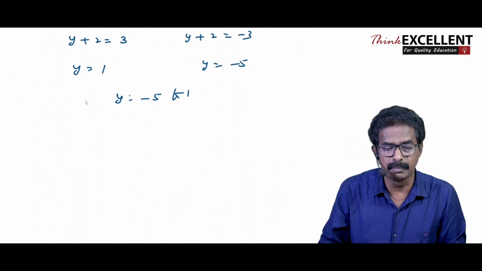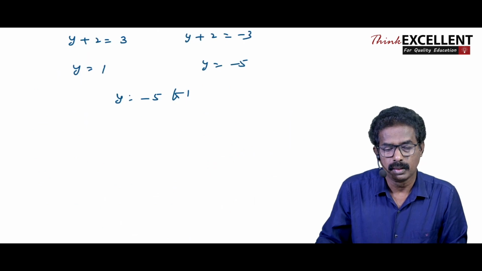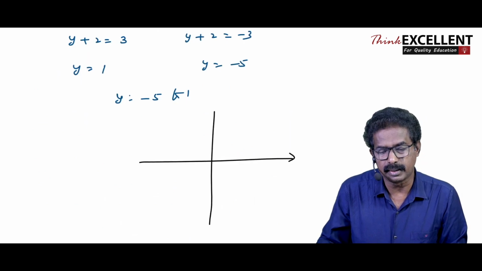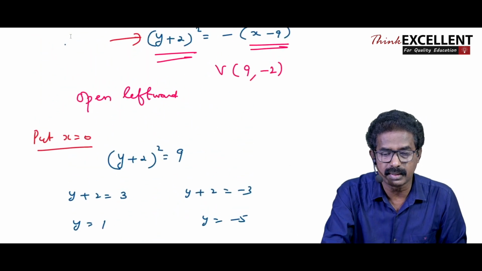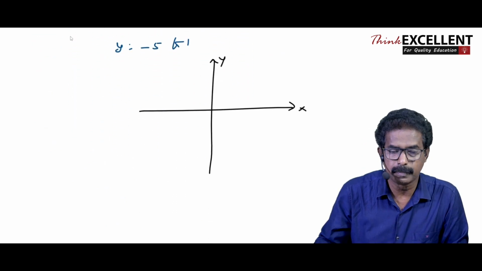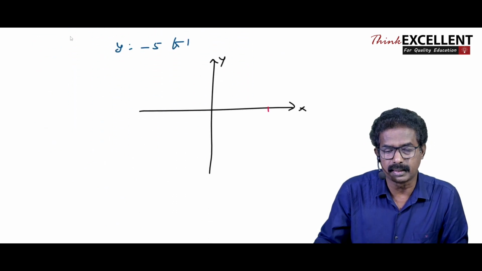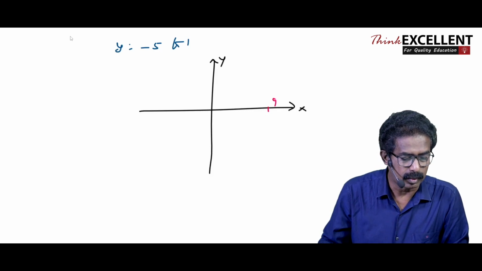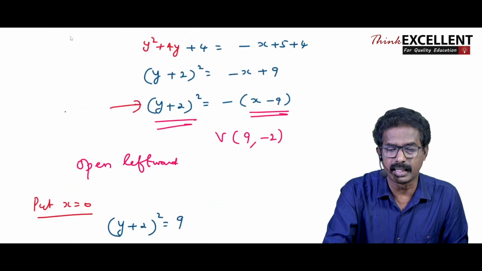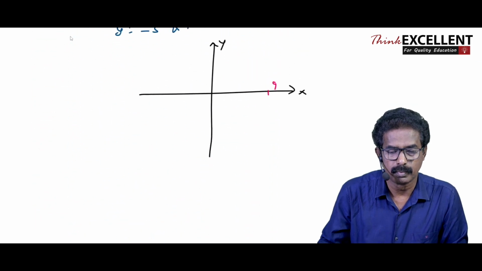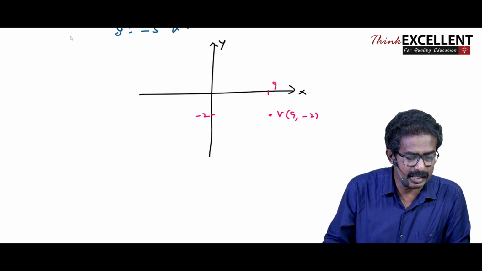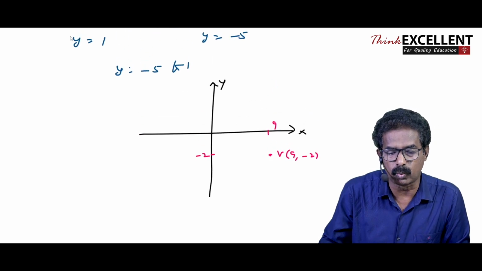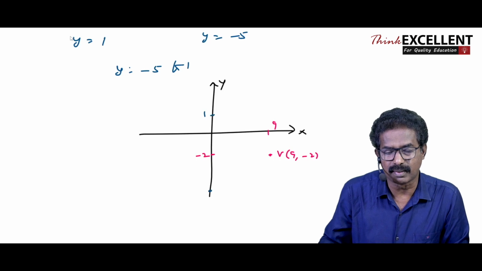Okay, now we draw the diagram. X axis, y axis. Vertex you see, then we will get the clear idea. Vertex is 9 minus 2. X-axis is 9. Say this is 9. X-axis 9 and y-axis is what? Minus 2, right? Vertex is 9, minus 2. So this is the vertex, 9 comma minus 2. Open leftward, so it cuts y-axis at 2 points at minus 5 and 1. 1 is here and minus 5 is somewhere here.